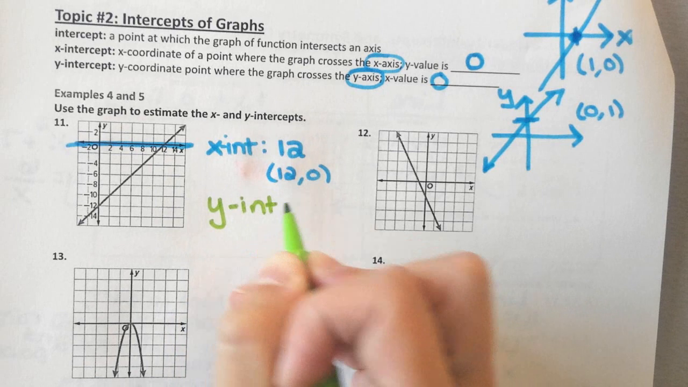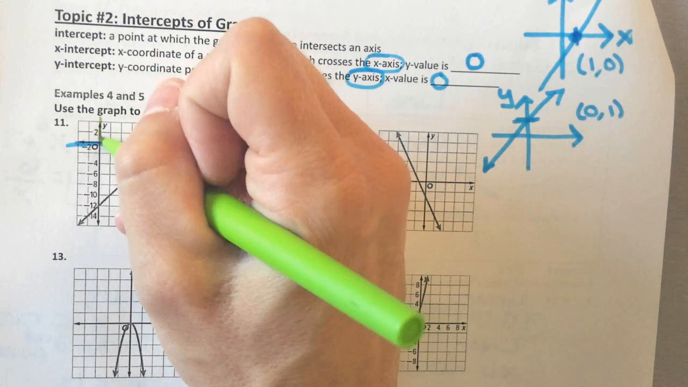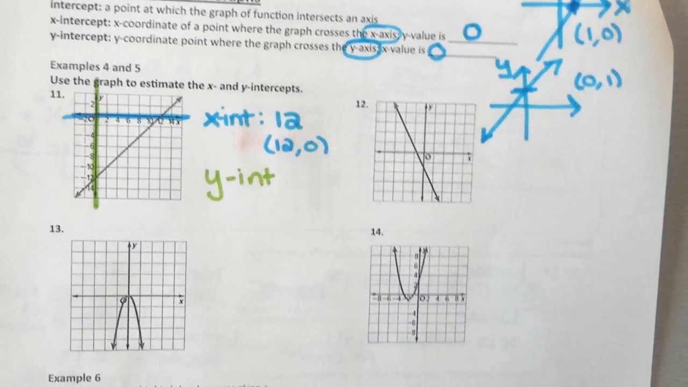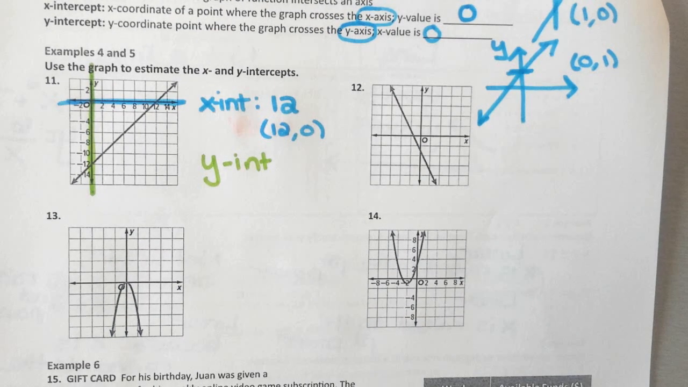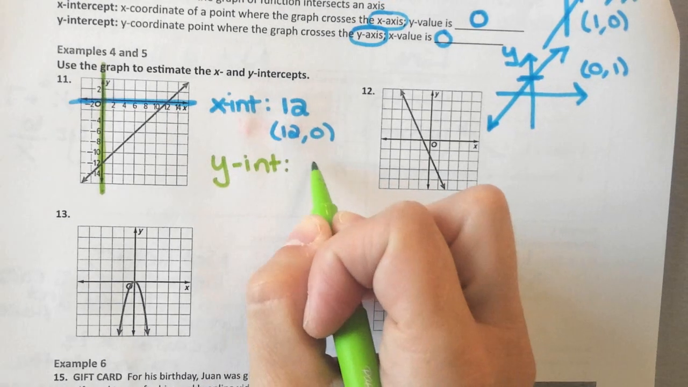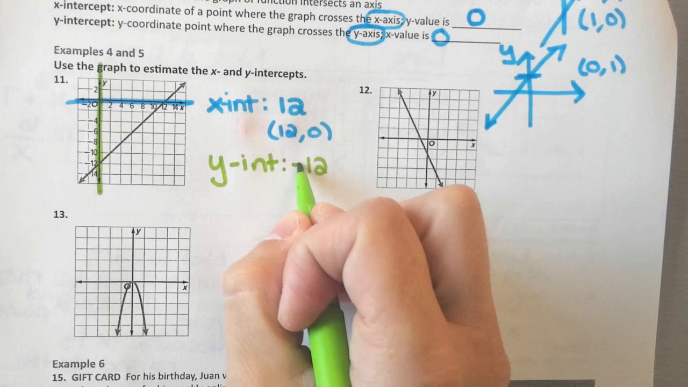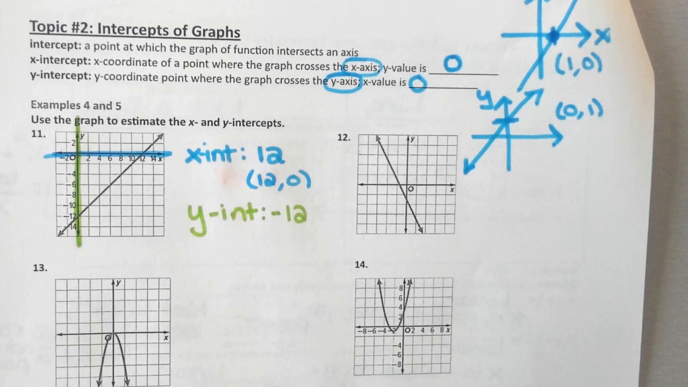Let's do the y-intercept next. So here's my y-axis right here. I made it green. Where's that one going to touch? Also 12, but be careful. If it's down below, negative 12, there it is. And it's kind of hard to tell, but there are negative signs out front there. It's just, again, a little tricky when there's lines and so much more going on.